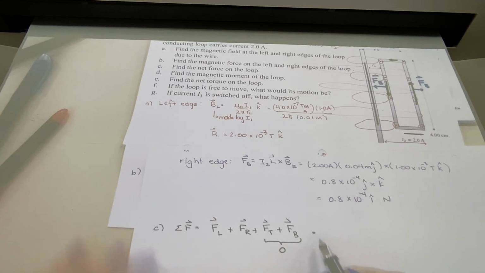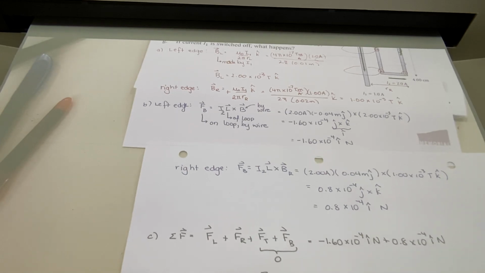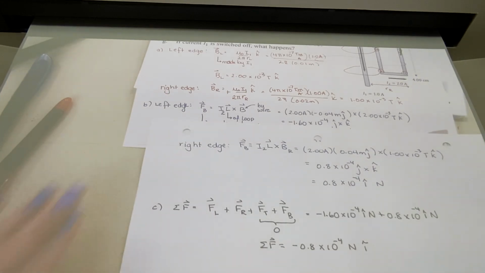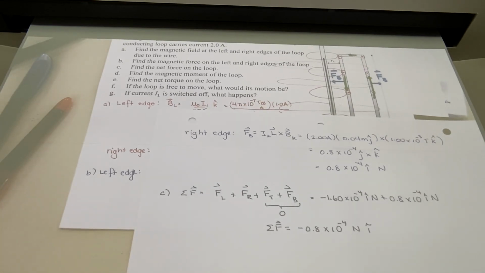So then we've got the left and right stuff that we have to add up. Minus 1.60 times 10 to the minus 4 i hat newtons, plus 0.8 times 10 to the minus 4 i hat newtons. The net force on the loop is negative 0.8 times 10 to the minus 4 newtons in the i hat direction. So overall, the force to the left is stronger than the force to the right, so the net force will be to the left.